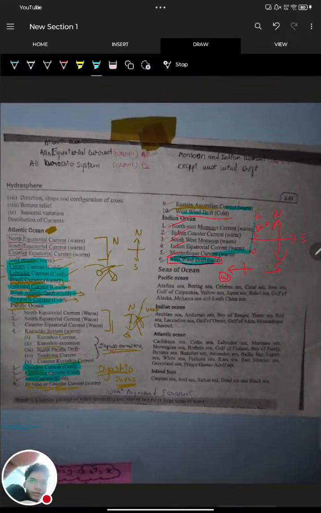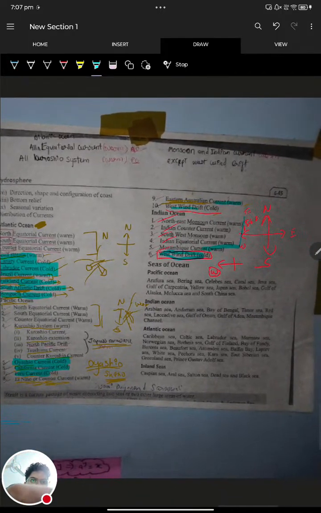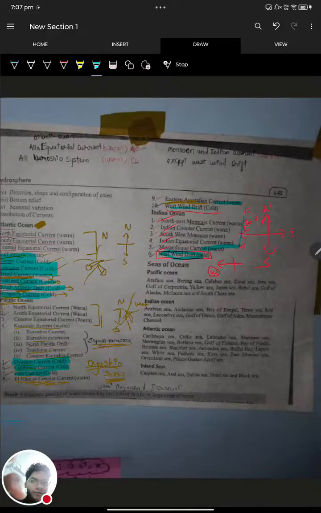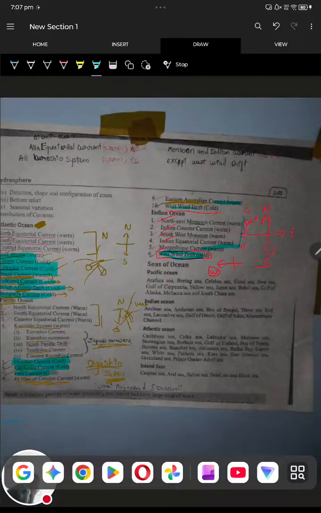Oyashio, not Kuroshio. Kuroshio is warm.